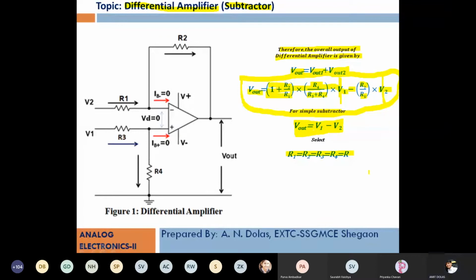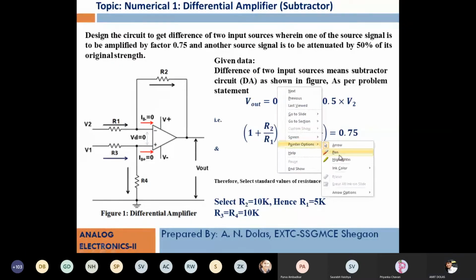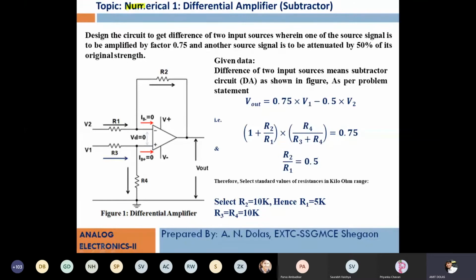Now, you may go through the numerical if you have pen, calculator and notebook with you. Numerical 1 is based on the differential amplifier as a simple subtractor. The numerical is: design the circuit to get the difference of two sources, wherein one source signal is to be amplified by 0.75 and another source signal is to be attenuated by 50% of its original strength. So this is the problem statement given.